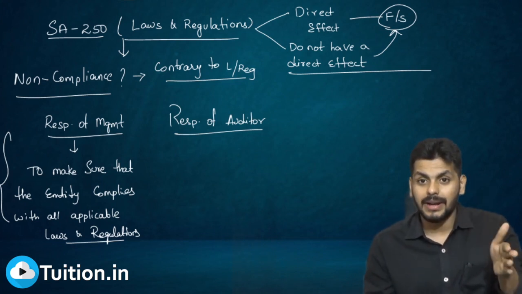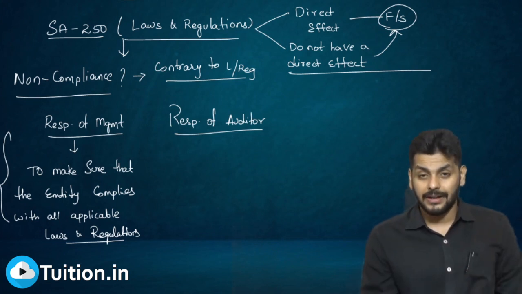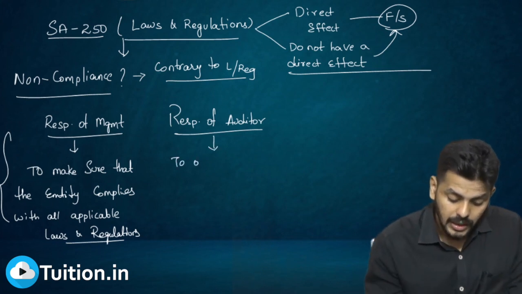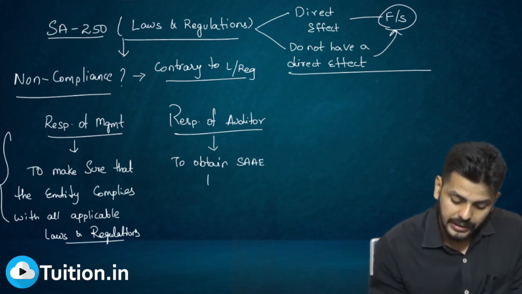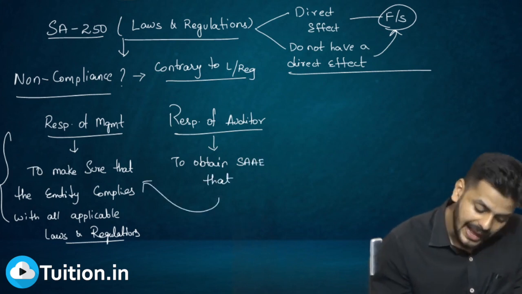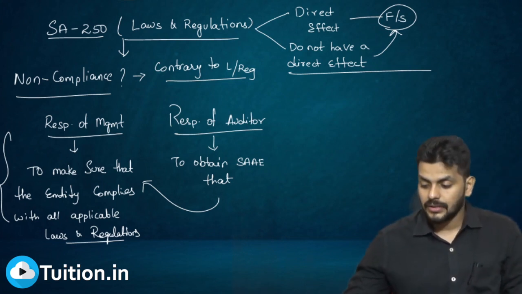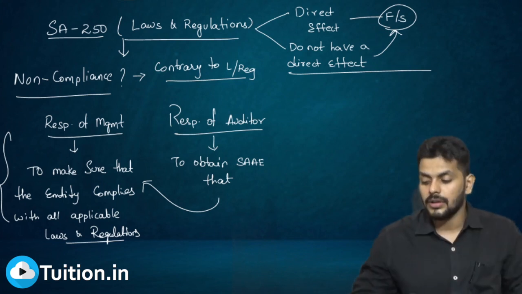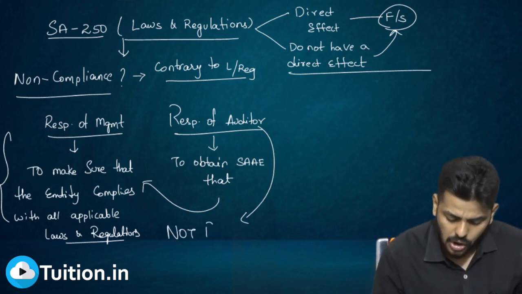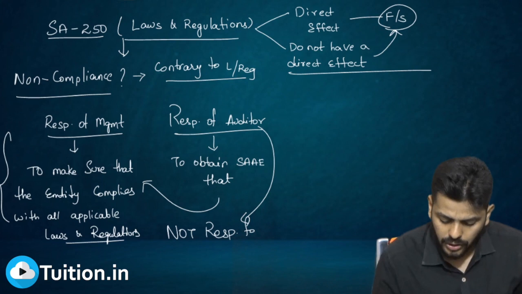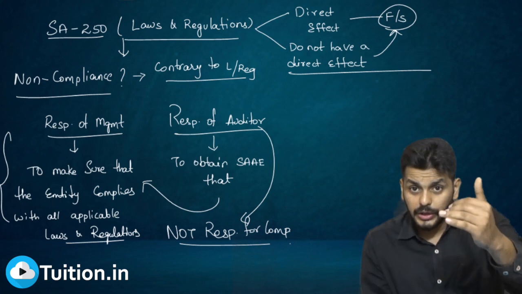See, it is their duty to comply. Our duty is to just check, that is, evaluate whether there are any non-compliances. The auditor's responsibility is to obtain sufficient appropriate audit evidence that the entity complies with the laws and regulations. So our duty in this standard is to obtain sufficient appropriate audit evidence. I'm making it very clear once again, guys: the auditor is not responsible for complying with the laws and regulations. That is a duty of management.